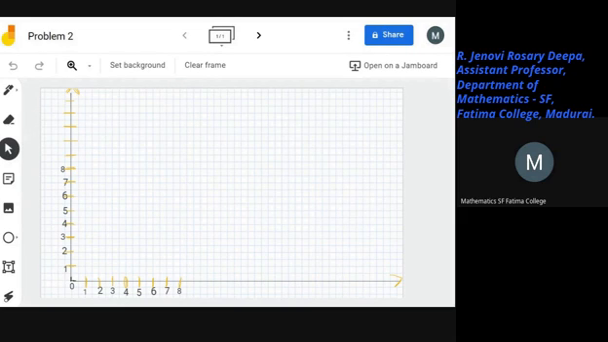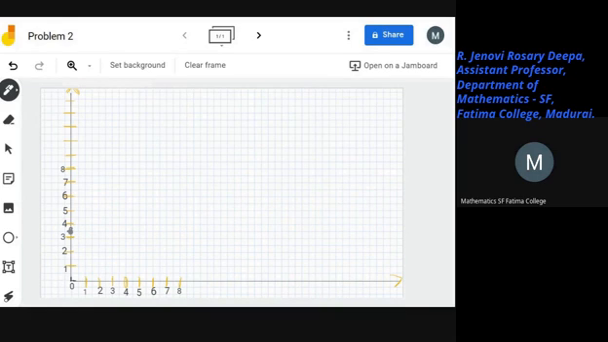So 0, comma 10 by 3 means that point will occur on the vertical axis. 10 by 3 is nothing but 3 point something, 3.3. So 3 is here in the graph, and 3.3 is somewhere here. We just mark that one now. So this is the point.